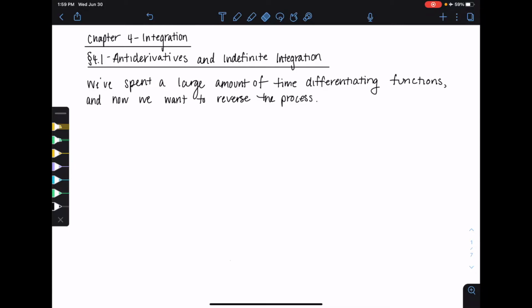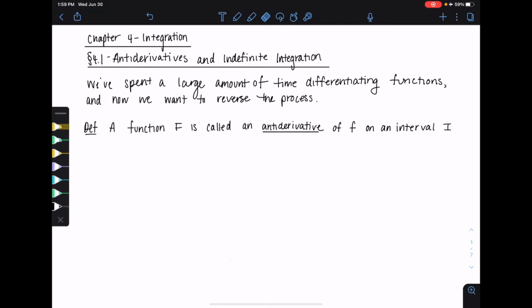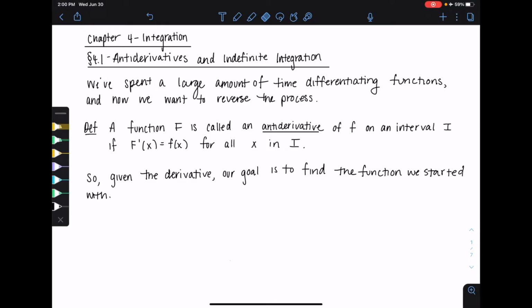So pretty much we spend a large amount of time differentiating functions. Antiderivatives are going to reverse this process. So for our definition, we say a function capital F is called an antiderivative of little f on an interval I if, when you differentiate capital F, you land back at the function you started with. And this holds true for all x in your interval I. So basically the idea of this section is, given your derivative, can we find the function that we started with?